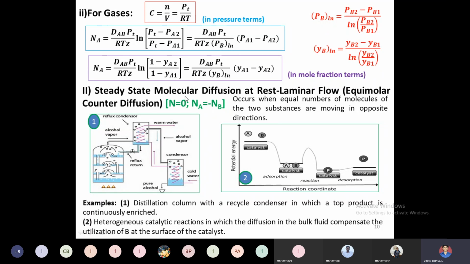So that is called N is equal to Na plus Nb. When Na is equal to minus Nb, that's simply the total flux is 0. So the first example for this equimolar counter diffusion is the distillation operation.